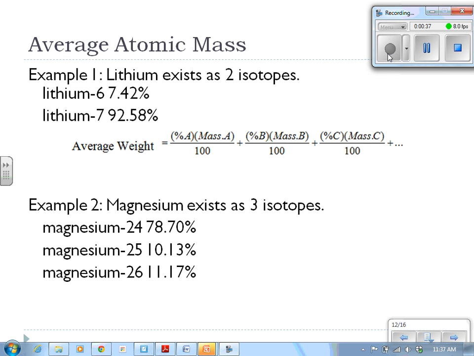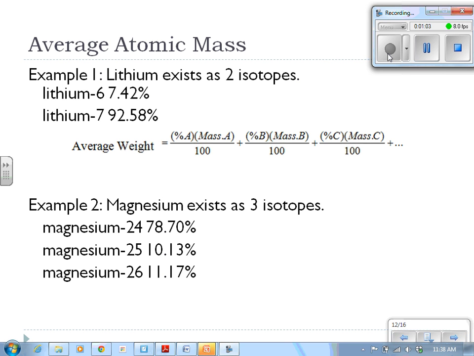So if we look at example number 1, lithium actually exists as 2 isotopes. So we have lithium-6, and 7.42% of all the lithium on Earth is lithium-6. There's also lithium-7 that has an extra neutron, and 92.58% of all the lithium on Earth is lithium-7, which means it has 3 protons and 4 neutrons.